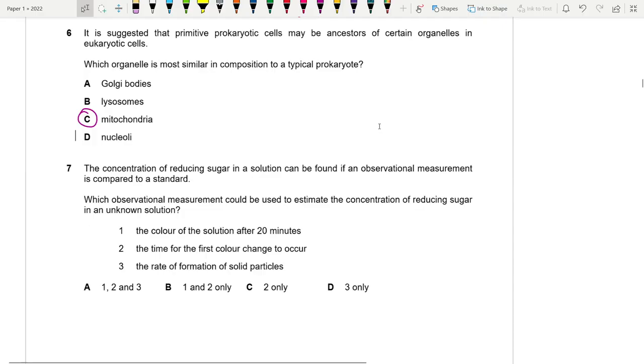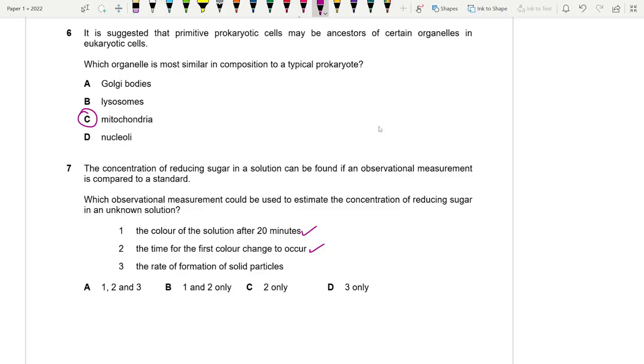The concentration of reducing sugar in a solution can be found if an observational measurement is compared to a standard. Which observational measurement could be used to estimate the concentration of reducing sugar in an unknown solution? Okay, the color of the solution after 20 minutes, that works. The time for the first color change to occur, this is also true, like how long it takes for the color change to occur. The rate of formation of solid particles.